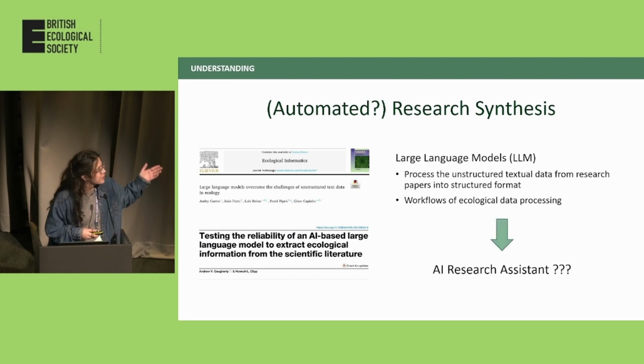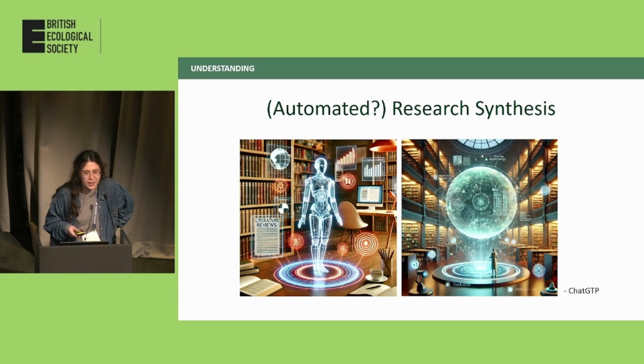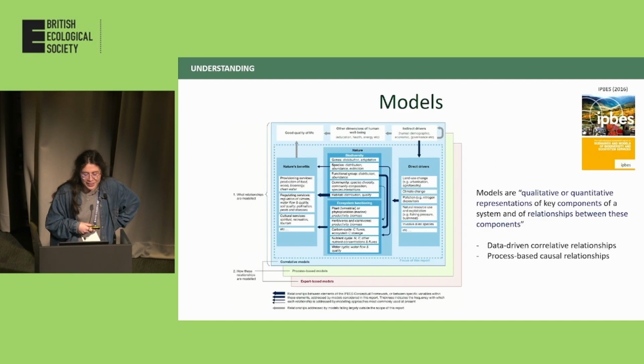And so maybe someday we'll have an AI research assistant for this, which I actually asked ChatGPT to imagine itself as a research assistant, and here are some of his ideas. So models are the mother tool to study the world and reality, and they allow us to represent the systems, the components of the systems, the interactions within the systems, and they can be more data-driven correlative models and relationships, or more process-based causal relationships.